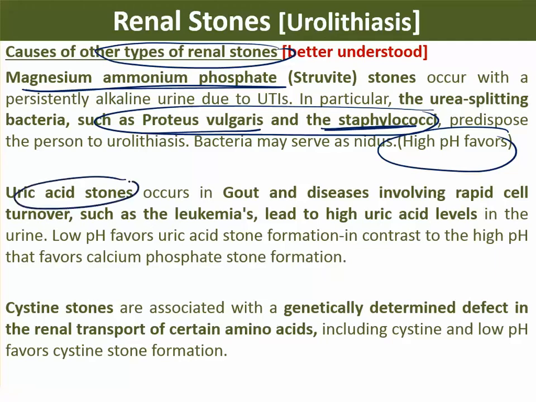And uric acid stones are formed in metabolic disorders like gout, or if there is rapid cell turnover. Rapid cell turnover means if the cell is dividing fast, then they also die fast, right? When more cells are produced, more cells will die. That's what happens in leukemia. Leukemia is a blood cancer. More cells are produced, more cells will die. So when the cell dies, we form more uric acid.